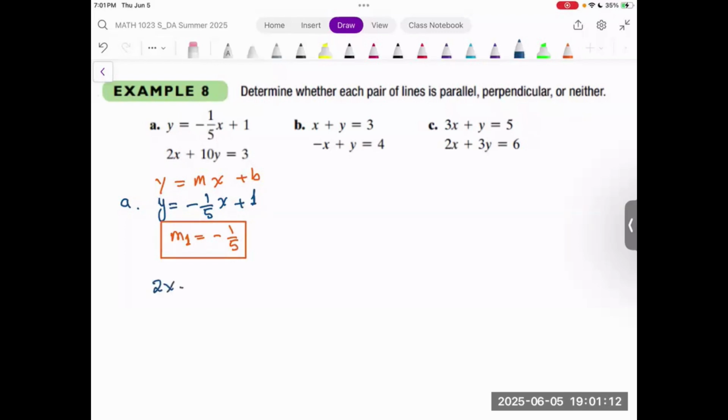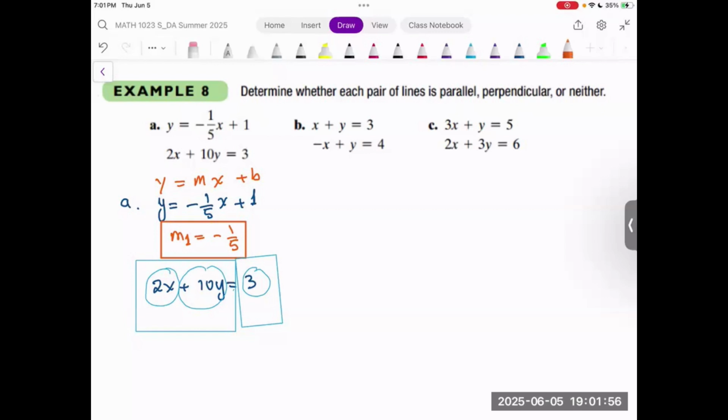The second equation is 2x plus 10y equals 3. So my first objective is to draw my bubbles: 2x, 10y, and 3. Now, the bubble of the y, is it positive or negative? Positive. Every time the bubble of the y is positive, keep the y there and move everything else to the other side. There are two rooms over here. It means the y has to stay in the room by itself, and they are separated by the equal sign, correct?